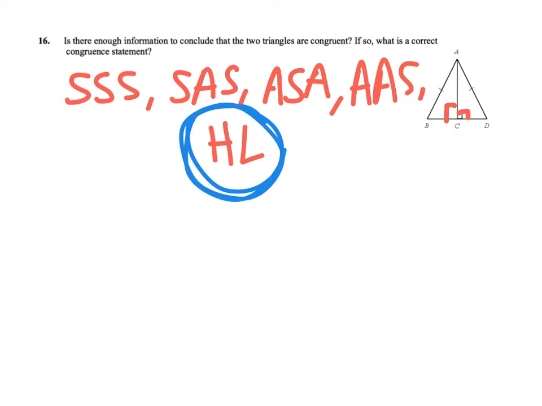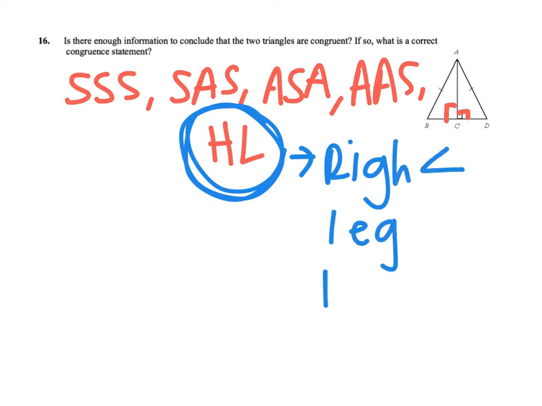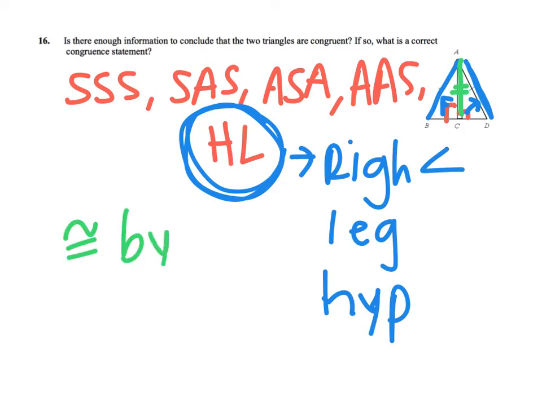Remember, HL means hypotenuse leg. You need for HL a right angle, you need a leg, and you need a hypotenuse. Remember, your hypotenuse is the part across from your right angle, and in our case, these two sides are congruent. And a leg is any other side. Well, I know both of my triangles use this side, so this side also has to be congruent. So these are going to be congruent by HL.